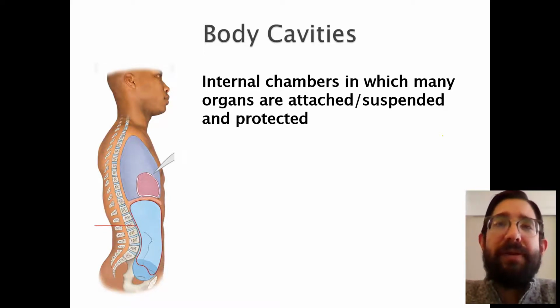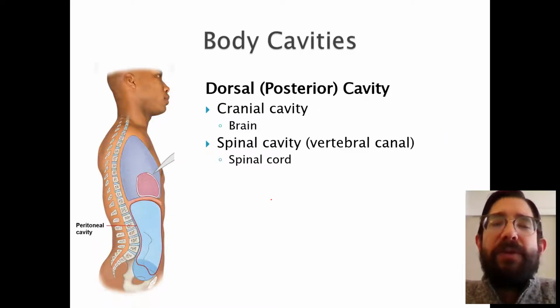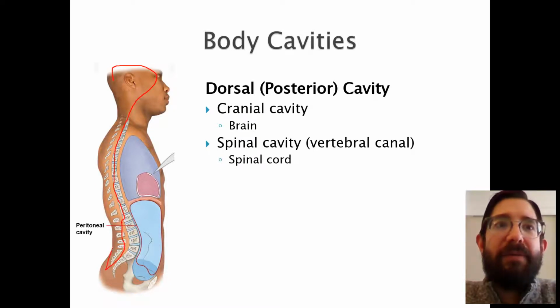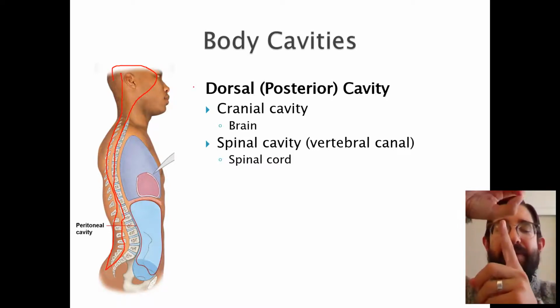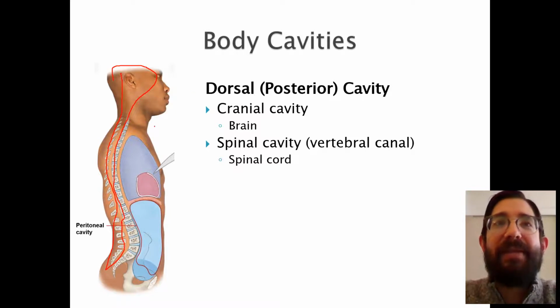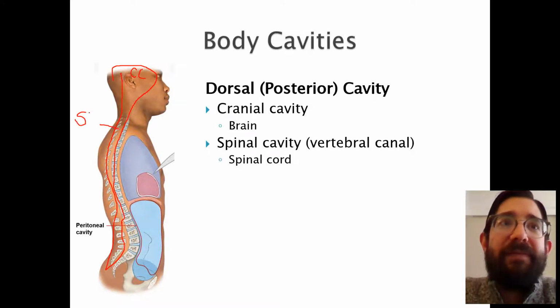Internal chambers in which your organs are attached. Some are suspended to these cavities, kind of hanging there, and they're protected by these cavities. There's two major cavities, dorsal and ventral. The dorsal cavity has got your brain and your whole spinal cord inside it. So that's just one big space, right? Because your brain and your spinal cord are attached to each other. So there has to be one big space. But you can be more specific. The cranial cavity has your brain inside it, and the spinal cavity has your spinal cord in it.